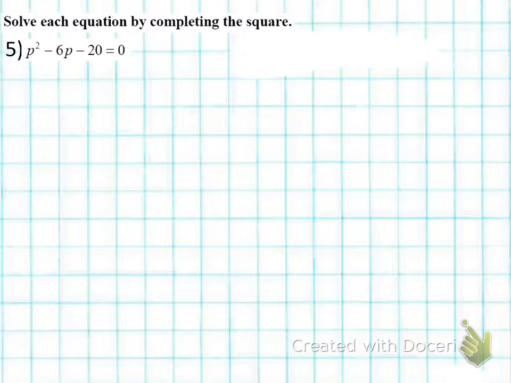Number 5. This one you can't do with an X-box. Even if you tried, you want to be able to do X-box. So you would have to use complete the square, okay? Looks like you're starting to get it. If you didn't get it, just watch carefully on what I would do.